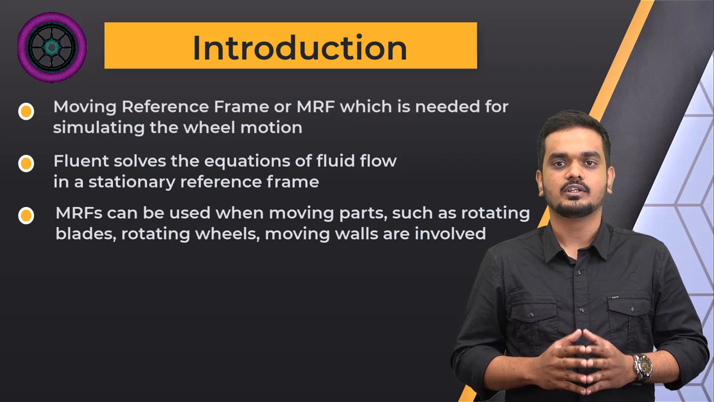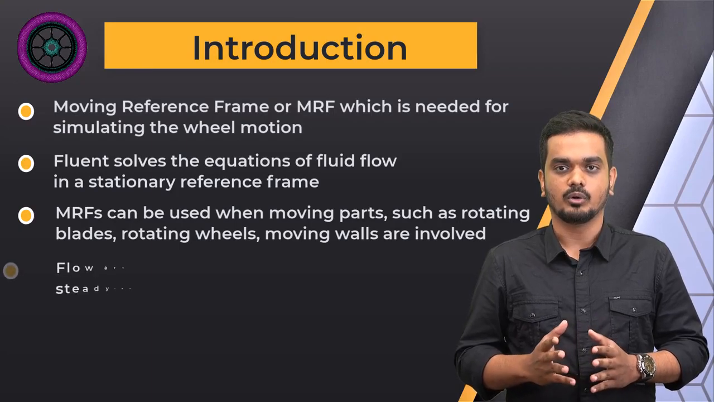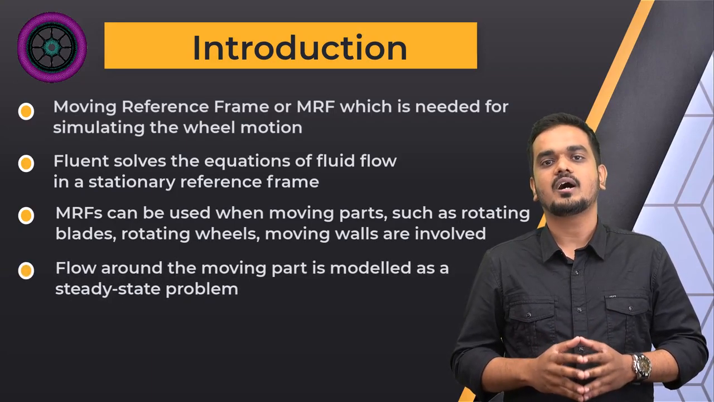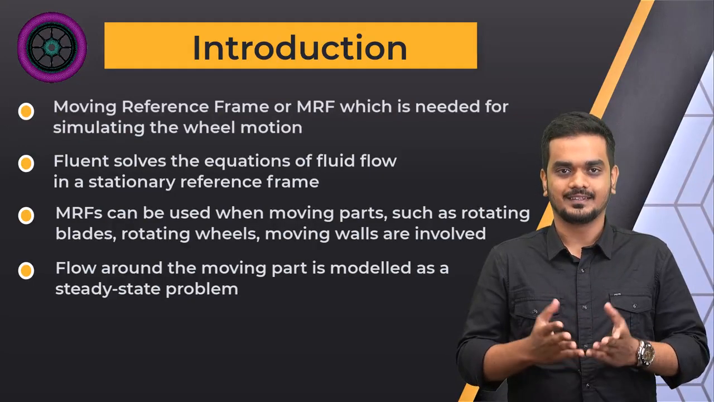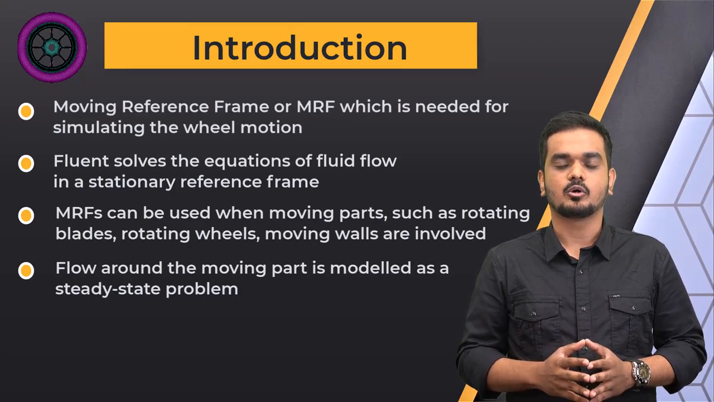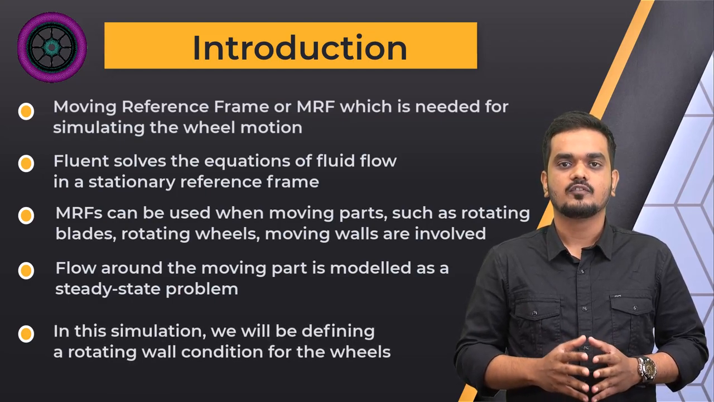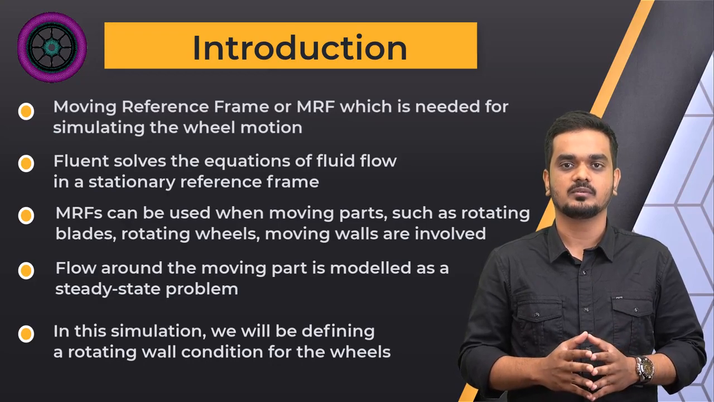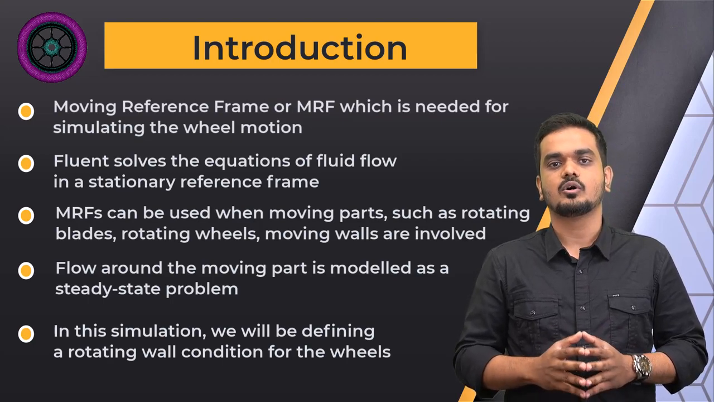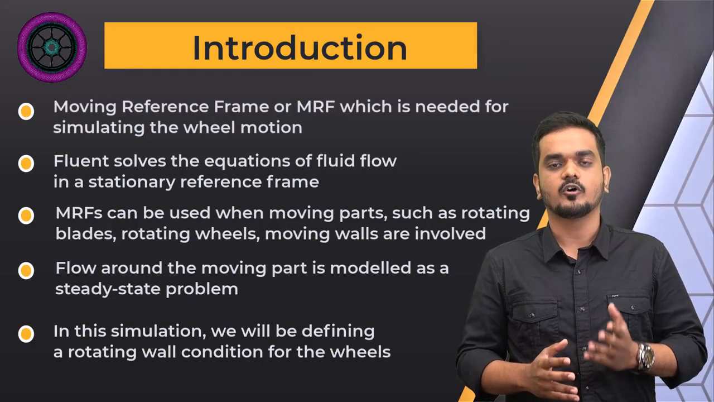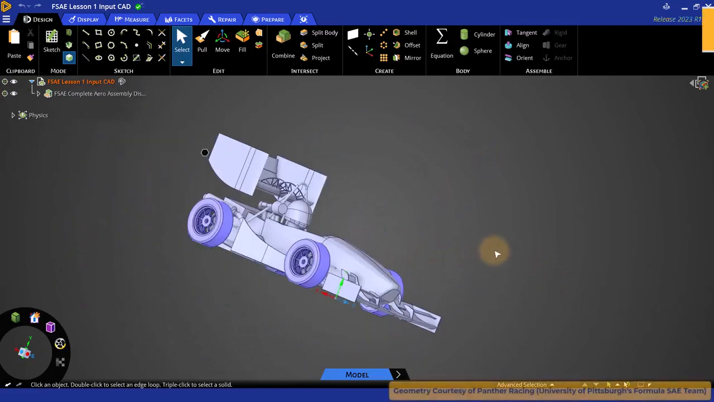In most cases, the moving parts render the problem unsteady when viewed from a stationary frame. However, with a moving reference frame, the flow around the moving part is modeled as a steady state problem with respect to the moving frame. In this simulation, as we will be defining a rotating wall condition for the wheels, it is best practice to define an MRF zone for the rims for an accurate fluid flow simulation around and through the wheels and the wheel rims. We will be discussing the advantages of using the MRF zone for the rims in the following lessons. Now, let's go through the steps to create MRFs for the rims of the wheels.